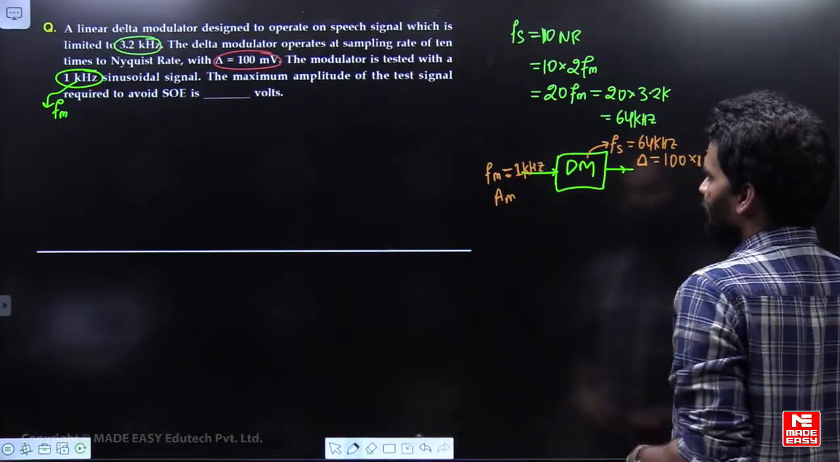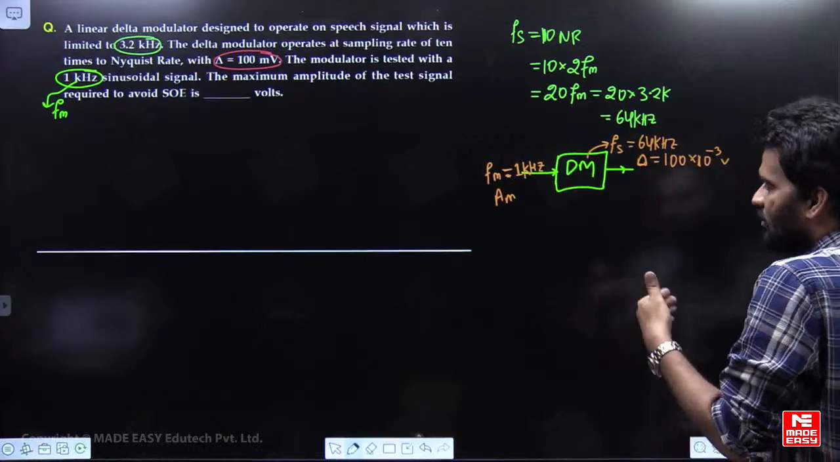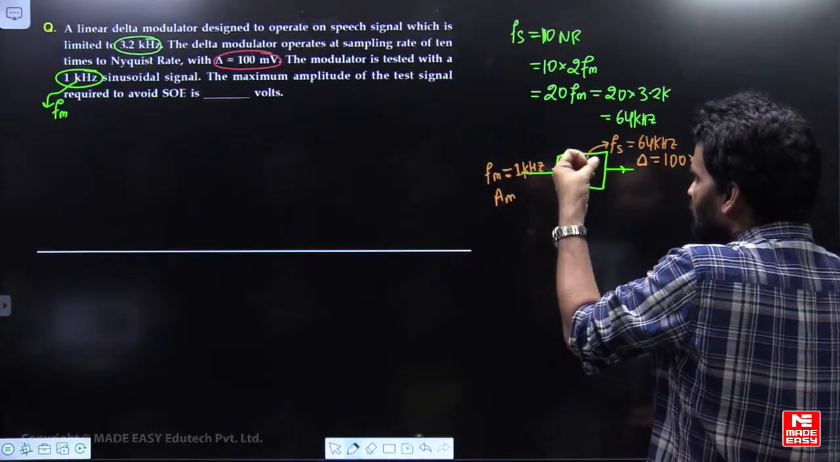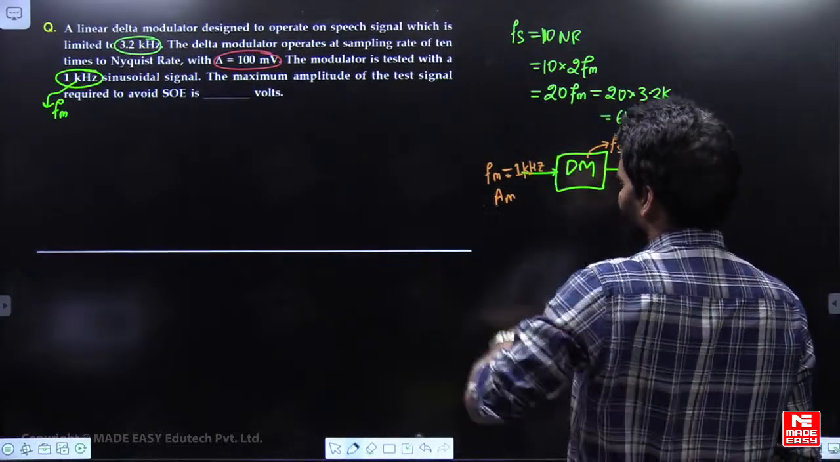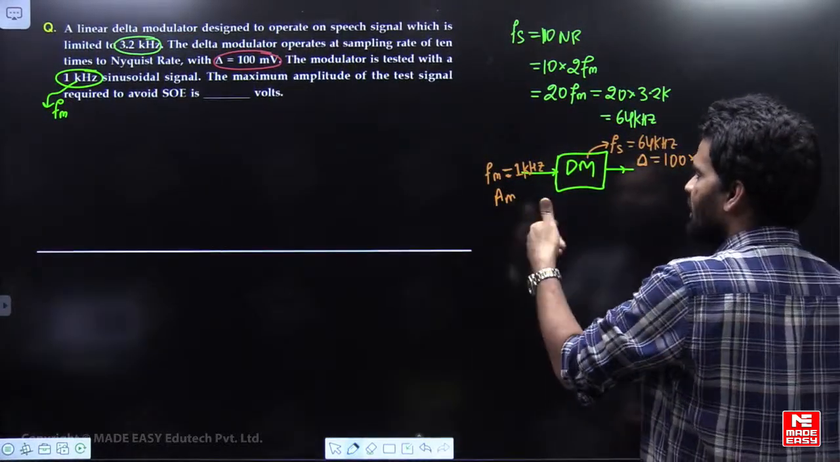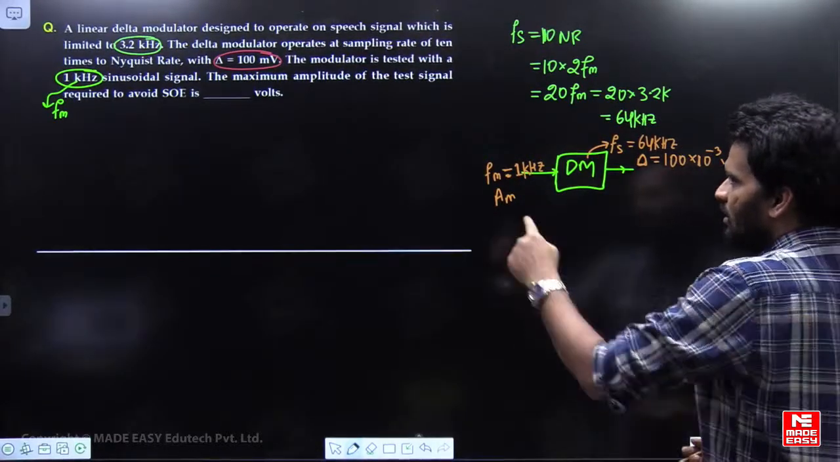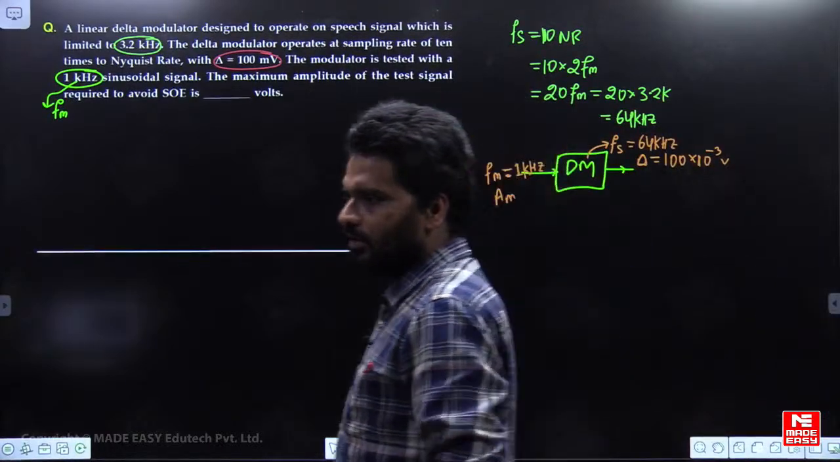So the question is, what should the maximum amplitude of the sinusoidal signal be? The amplitude of the sinusoidal signal should be within some limits only, then only we expect no SOE. The question is, what is the maximum amplitude of the sinusoidal signal required to avoid SOE? We have to find out.